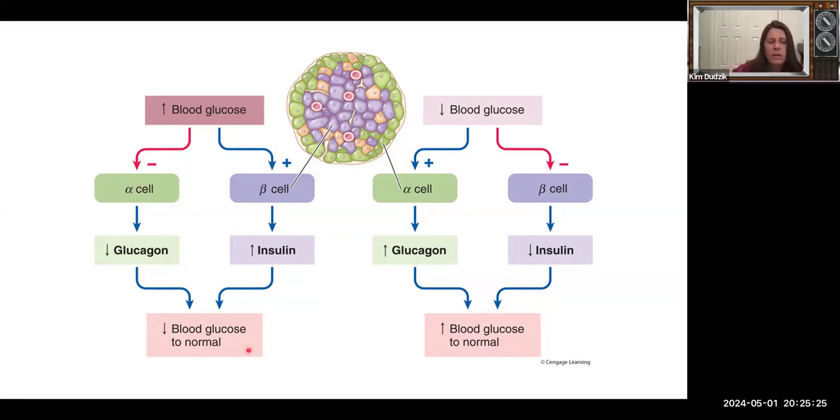Okay, but as the blood glucose levels lower and return to normal as a result of insulin, then that low blood glucose, right, as it starts to get lower than homeostasis, then that stimulates the alpha cells to ramp up their release of glucagon. And again, those effects of glucagon will raise glucose levels back to normal. So you see the opposite effects that it has there.